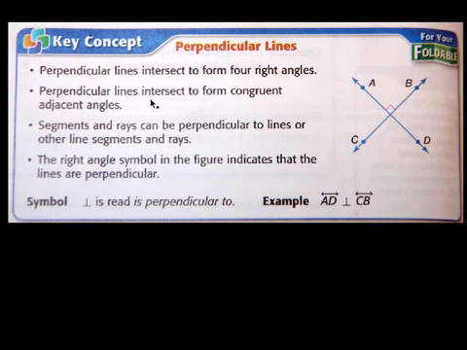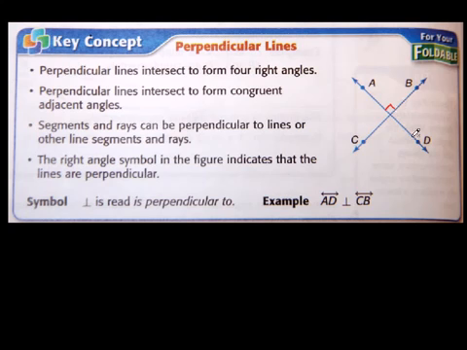All right, let's talk about another thing, which is perpendicular lines. Perpendicular lines, if you look at it, they intersect to form 4 right angles. And you look at this, you can say, well, I don't see 4 right angles. Well, I do. Watch. That's one right angle. Remember, these are a linear pair, so they have to add up to 180. So if this is 90, what's this angle right here?